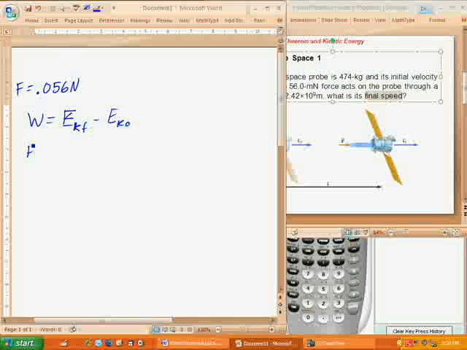We know that the work is found by taking the force and multiplying it by the displacement, and then the kinetic energy is 1/2 mv squared. And so, of course, this is the final velocity and this is the initial velocity. So from there we should be able to solve the problem by using the information that's given to us.